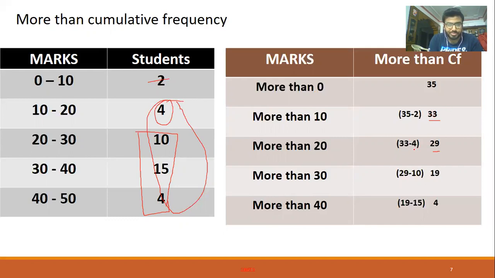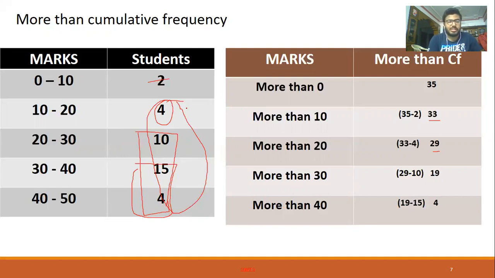33 minus 4. Next, more than 30. How many get more than 30? Look, only these, just these 2. 15 plus 4. How much is 15 plus 4? 19. So 15 plus 4 is 19. Or you can do what? 29 minus the one before, that is 10. Is that clear? Then after that, more than 40. How many get more than 40? Only 4 people. So you can write it directly as 4, or you can do 19 minus the previous one, 19 minus 15. Is this thing clear?